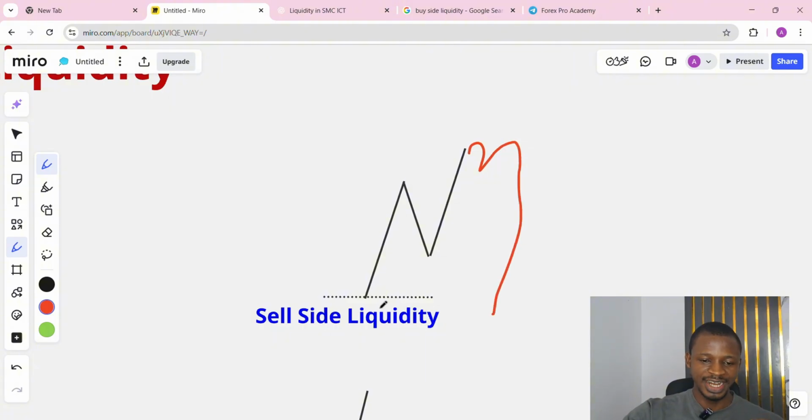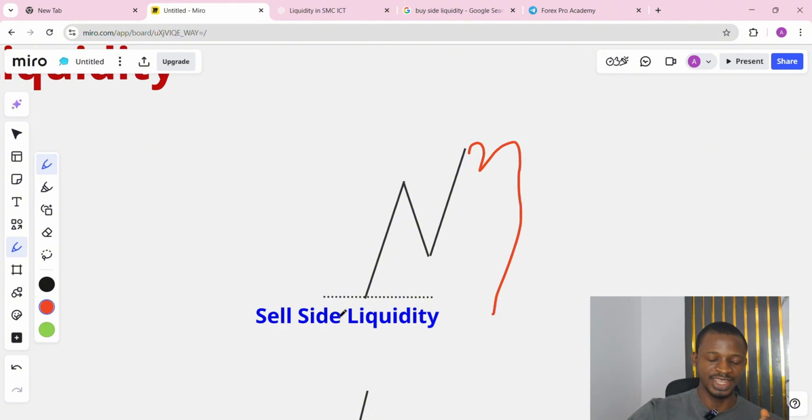So generally, if you understand the liquidity in the market, you can use this concept to put your stop losses or to put your take profit in the market. So this is how this thing works. So we have the sell side liquidity and the buy side liquidity.